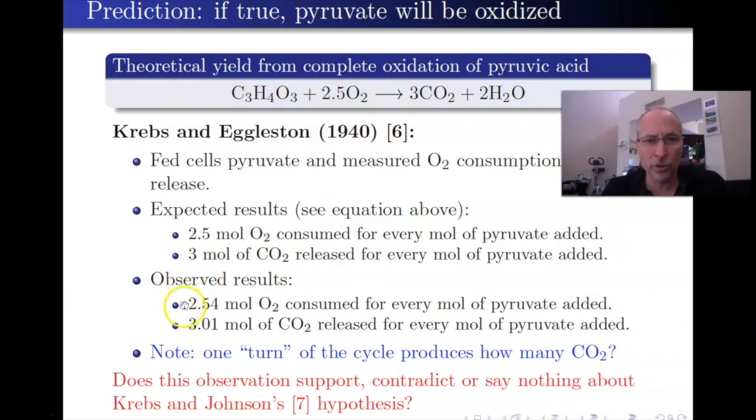In their actual observed results, they got 2.54 moles of oxygen consumed per mole of pyruvate, and 3.01 moles of carbon dioxide per mole of pyruvate, right? And now that means what? Well, you tell me. Does this observation support, contradict, or say nothing about Krebs' hypothesis?